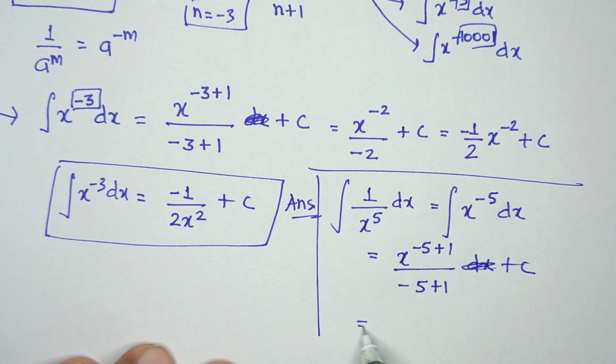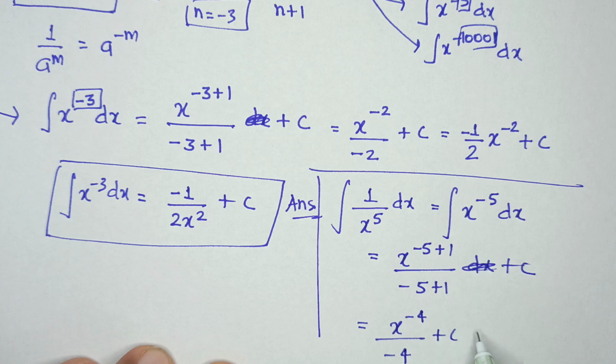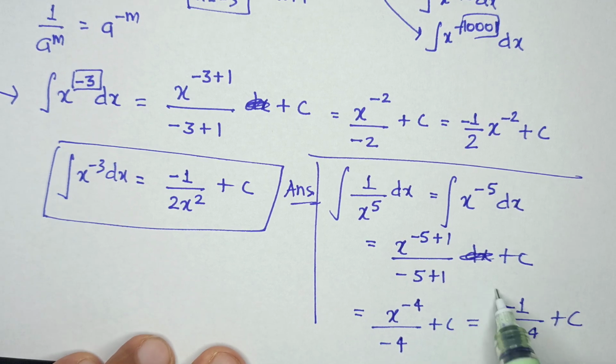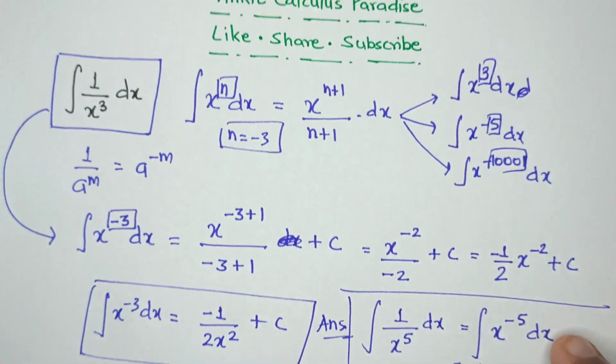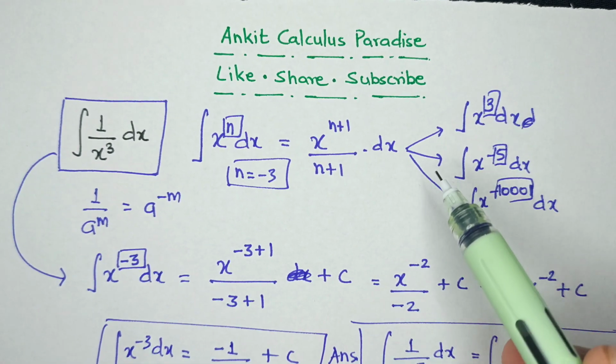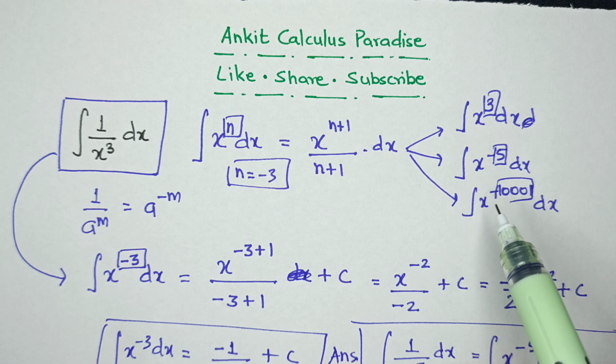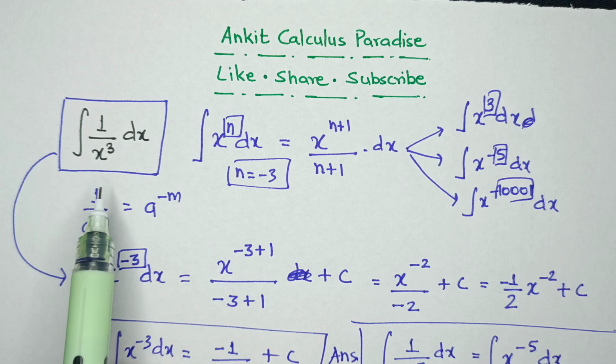And then when you solve this, this would be x raised to the power minus 4 divided by minus 4 plus c. So technically this is minus 1 divided by 4 x raised to the power 4 plus c. So this right here is the final answer for this particular problem. Now the best part is that this particular formula can be applied to any situation where these kind of problems are given in this kind of a format.